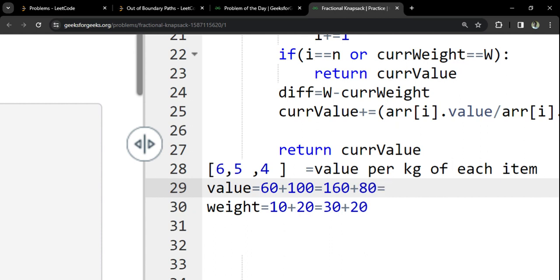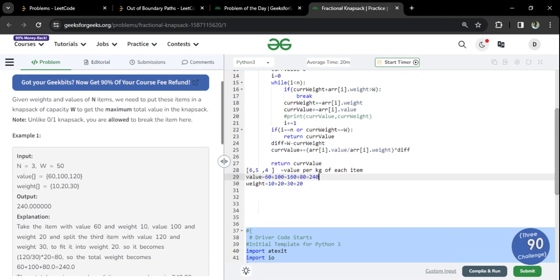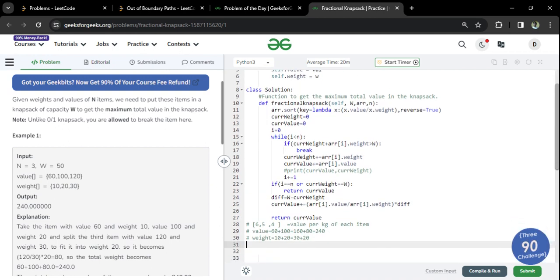This is going to be the maximum value, by the way, when we have the limiting factor of 50 as the weight. Can you quickly tell me what it is? It is going to be 240. And that is the answer. I hope you understand this fact. If you want, I can give this in the description below of the video.